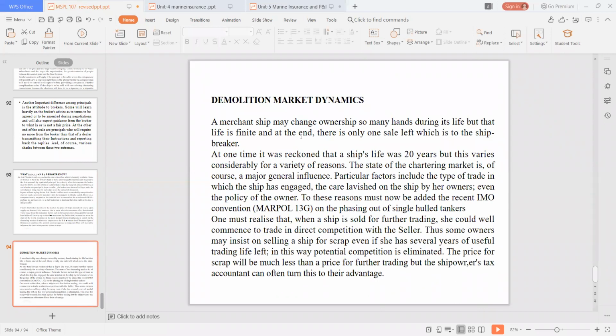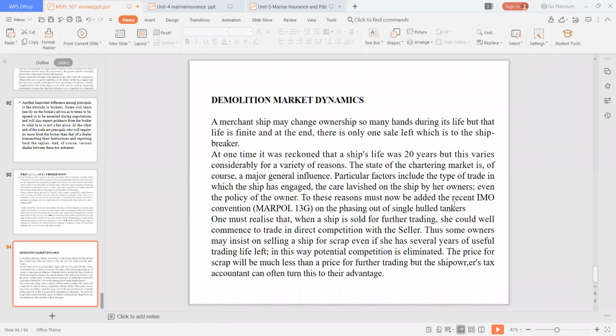Okay, next, demolition market dynamics. A merchant ship may change ownership through so many hands during its life, but the life is finite. At the end, there is only one sale left, which is to the ship breaker. At one time, it was reckoned the ship's life was 20 years, but this varies considerably for a variety of reasons. The state of the chartering market is, of course, of major general influence. Particular factors include the type of trade in which the ship was engaged, the care lavished on the ship by owners, even the policy of the owner.